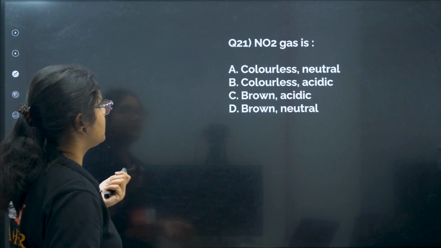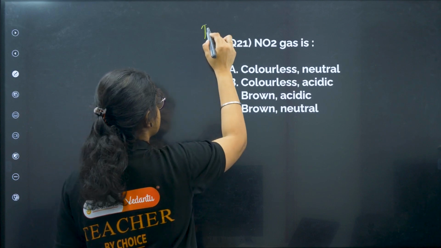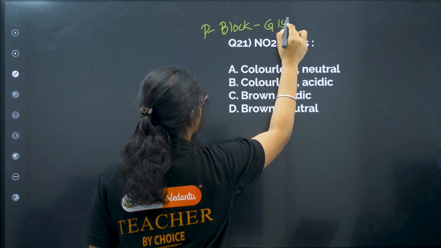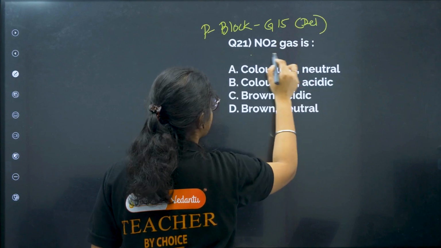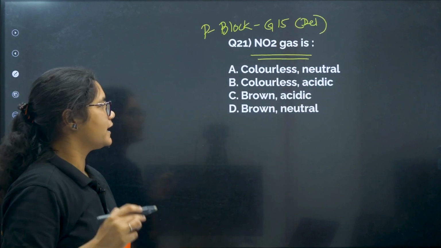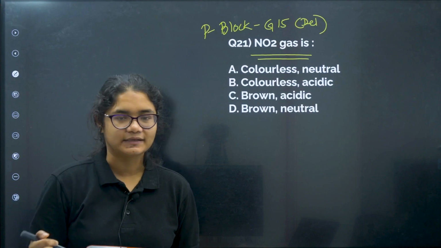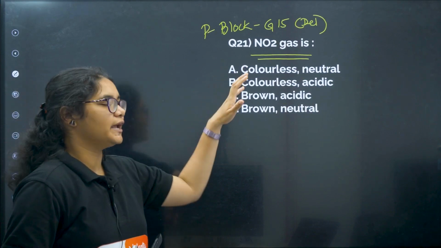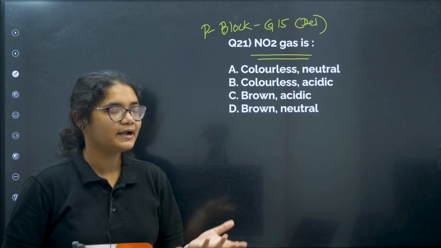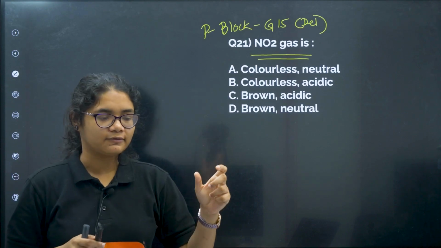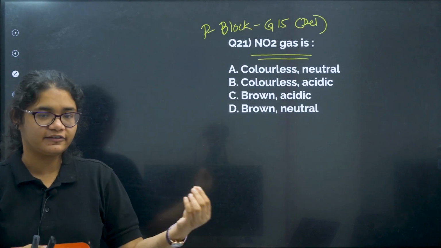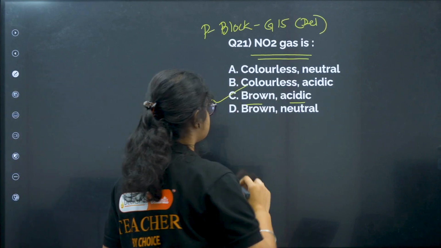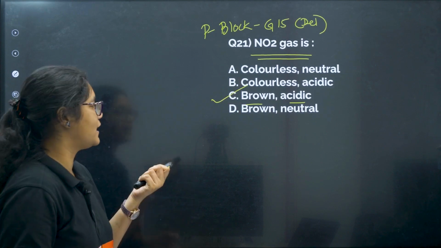Now coming to question number 21. This question is from your p-block, Group 15, again a deleted portion. NO2 gas is a... but still you can do this question if you have done practical experiments and you know the color of the gases. You can definitely solve this question. NO2 is a brown gas, all of you might know that, and if you mix NO2 gas with water, we get HNO2, nitrous acid. So this oxide is acidic in nature. The correct answer for this question is option C, brown and acidic.